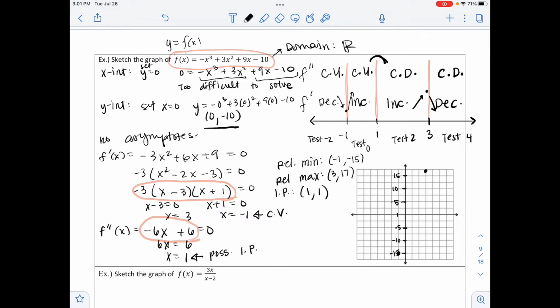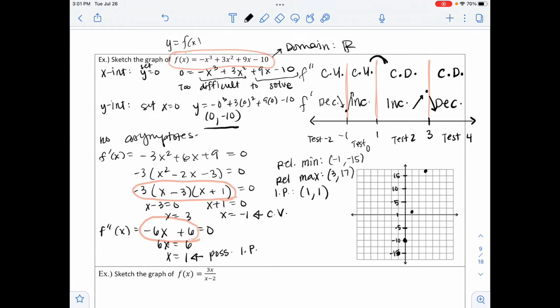So putting a point there. And then we have an inflection point at 1, 1. The other value that we had was our y-intercept, which we underlined, is at 0, negative 10. So I will put a point there also.